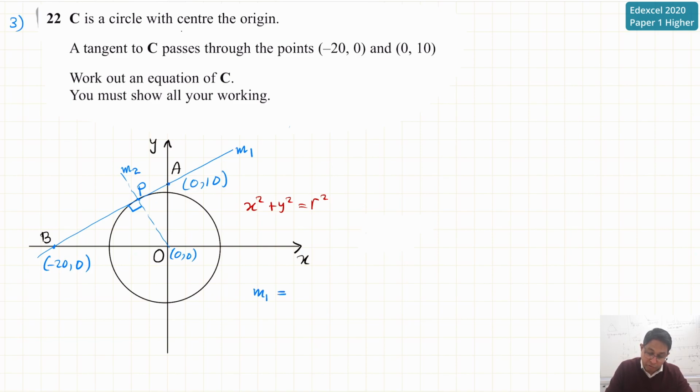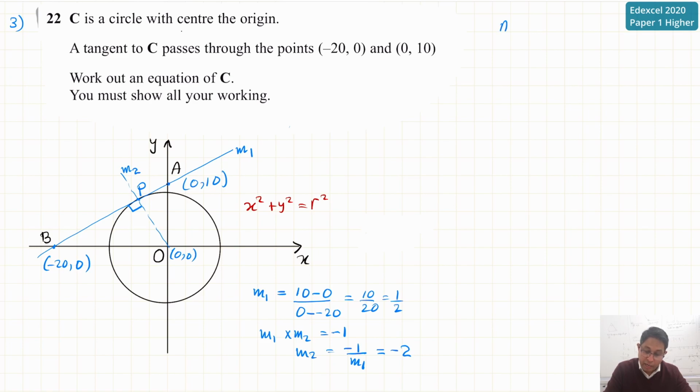As you know two coordinates on the line, you can find M1. M1 equal to difference of y coordinate over difference of x coordinate. 10 minus 0 over 0 minus minus 20. This equal to 10 over 20 equal to half. As these two lines are perpendicular, we can use the property of perpendicular lines. M1 times M2 equal to minus 1. Therefore, we can find M2. M2 equal to minus reciprocal of M1. As we know gradient M1 as 1 over 2, M2 as minus reciprocal of half is minus 2.